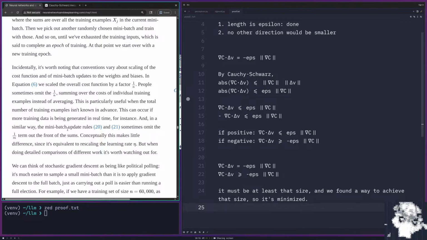And in a similar way, the mini-batch update rules 20 and 21 sometimes omit the 1 over m term out in front of the sums. Conceptually, this makes little difference since it's equivalent to rescaling the learning rate eta. But when doing detailed comparisons of different work, it's worth watching out for.